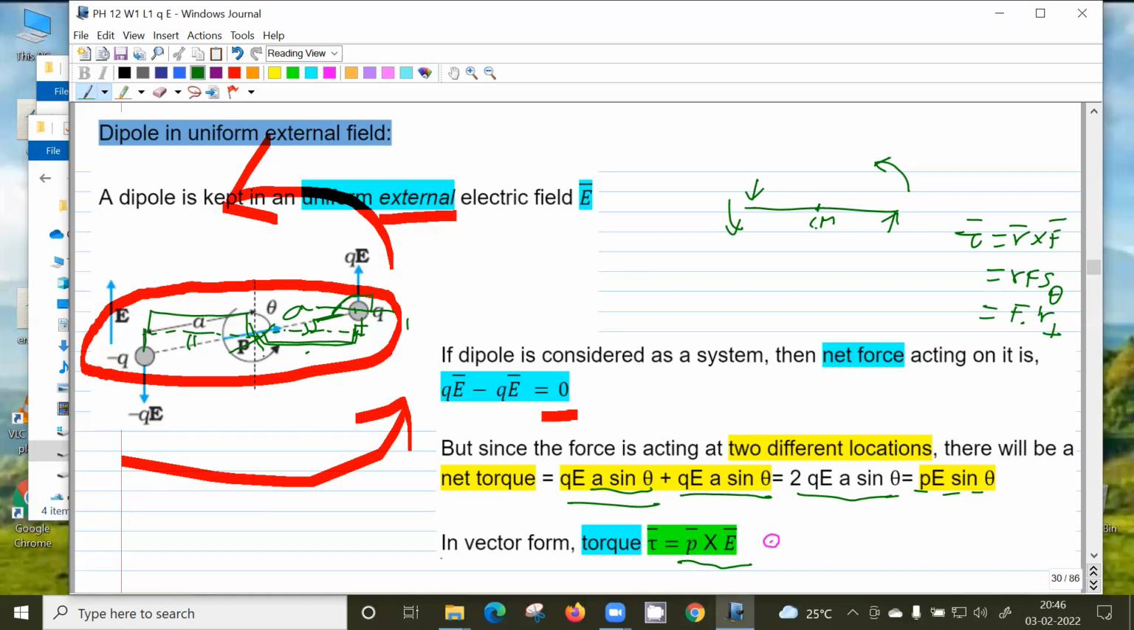And P is from minus Q to plus Q. So here the direction of P is this way, P cap, or we can also say P. And the direction of electric field is upwards. So P cross E will be out of the plane of paper.